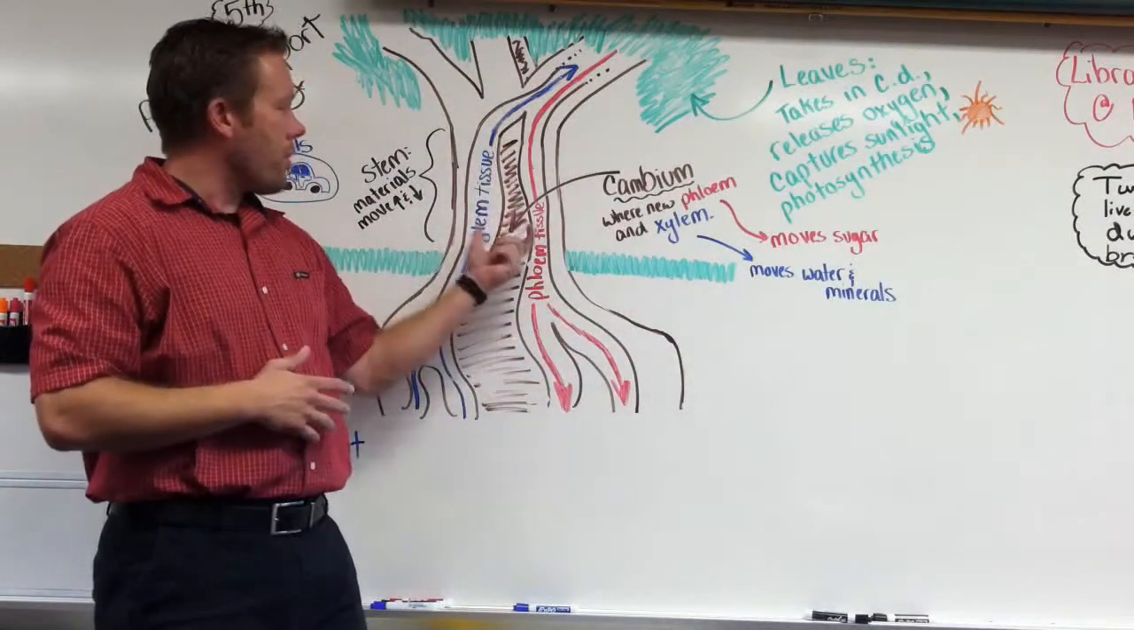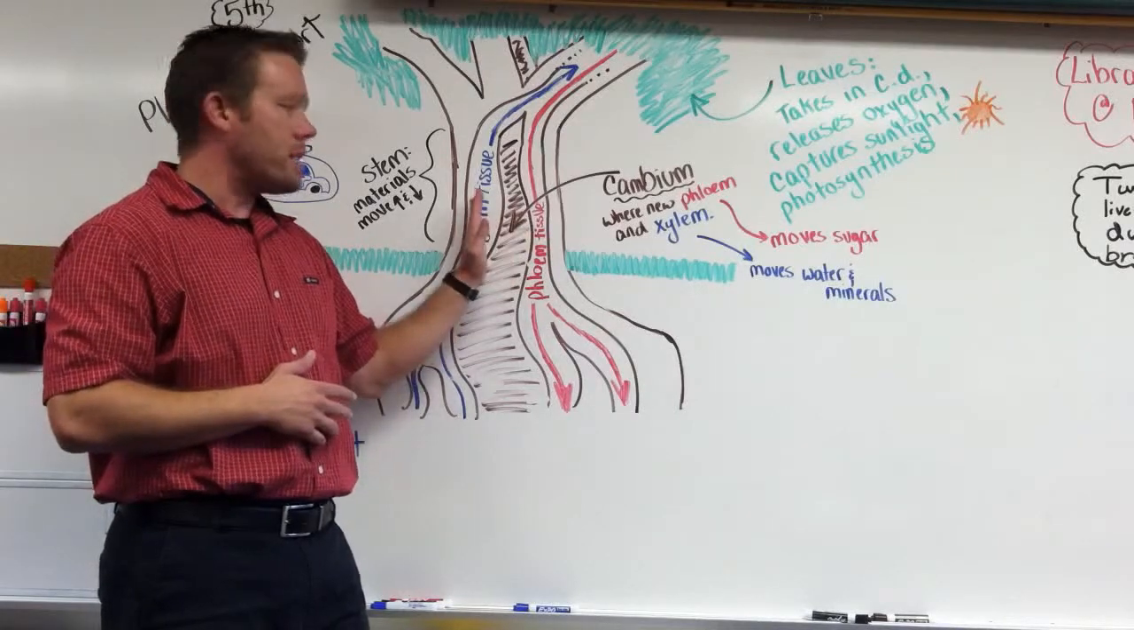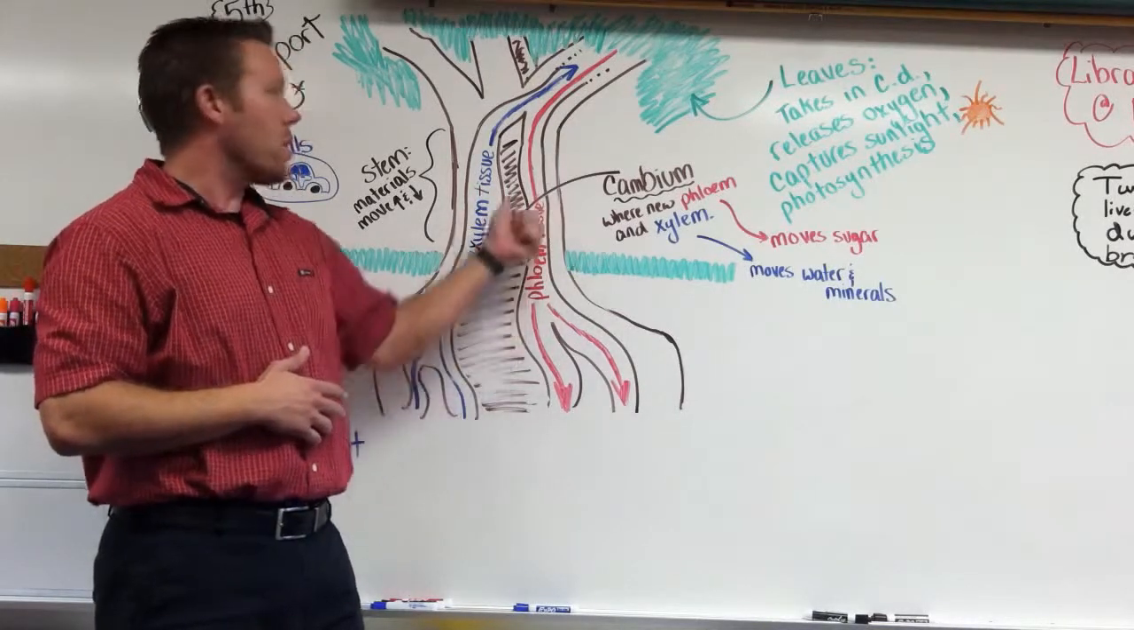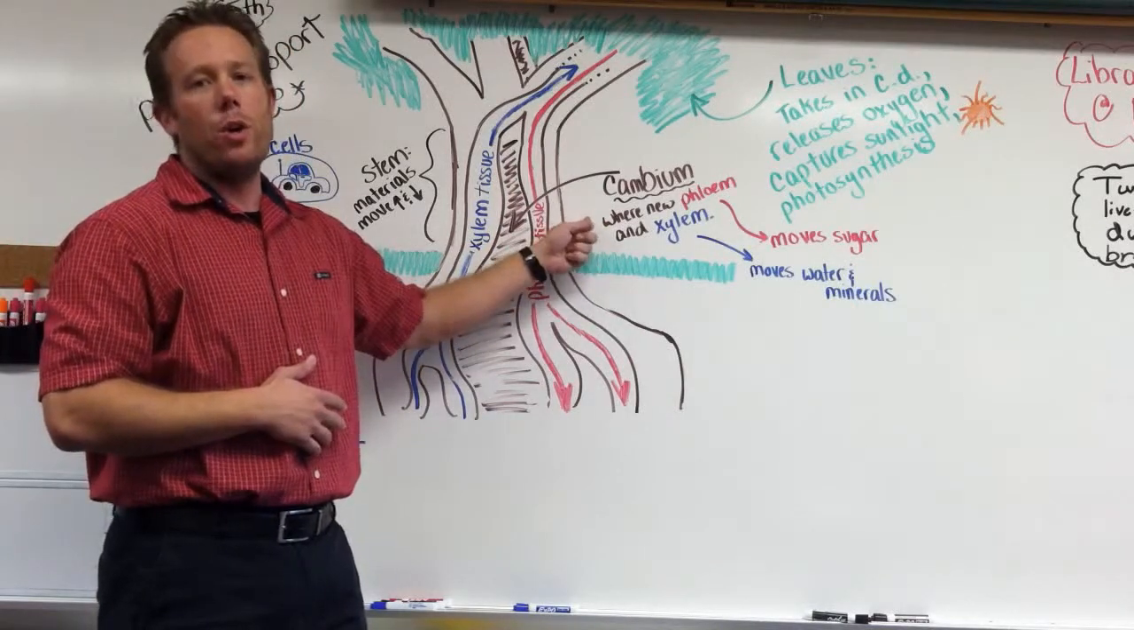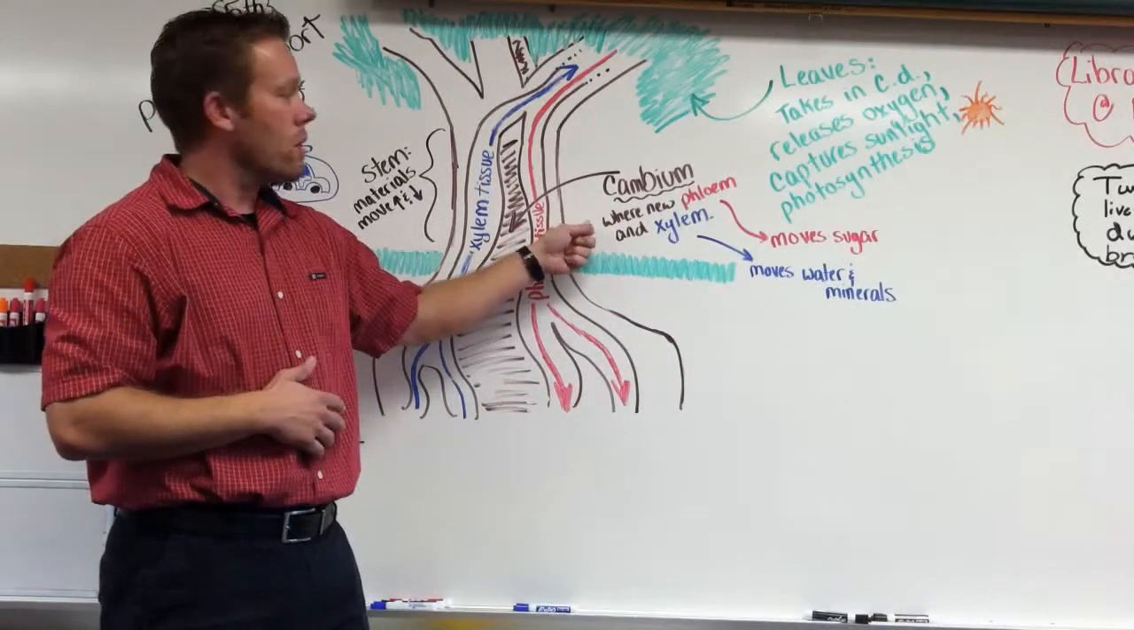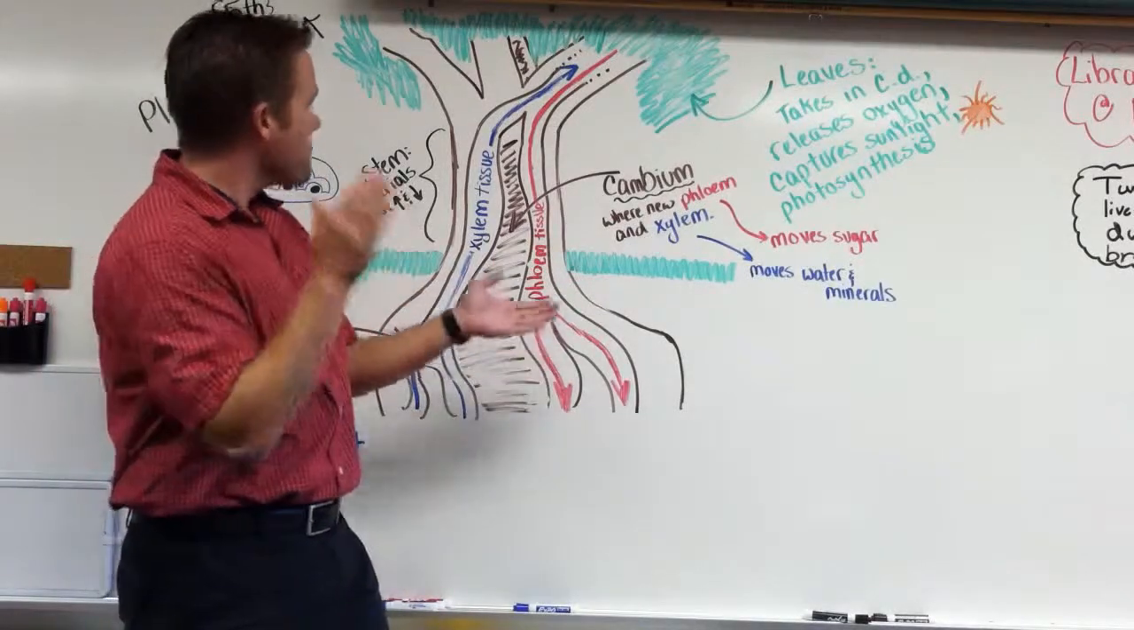Now, if you look at the stem here, right in the middle, the part that separates the xylem from the phloem is called the cambium, and that's where new phloem and new xylem tissues are made.